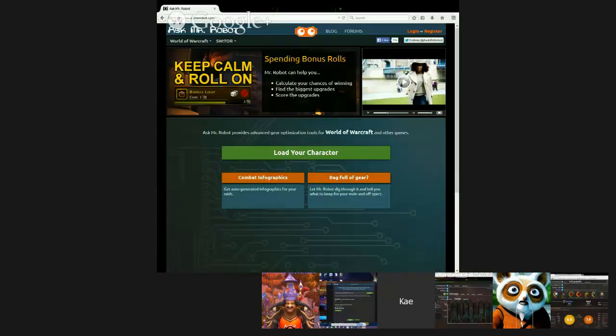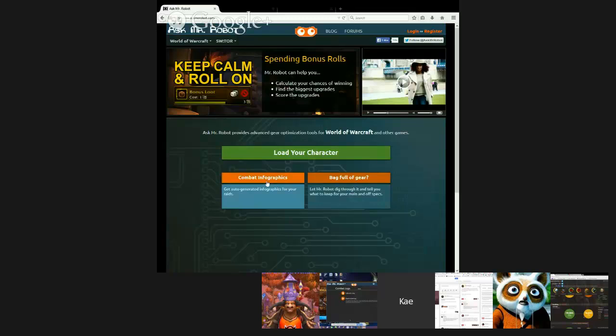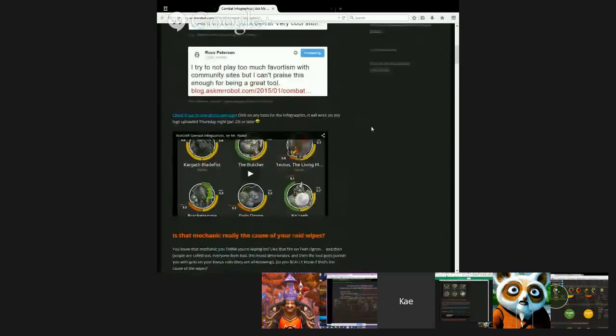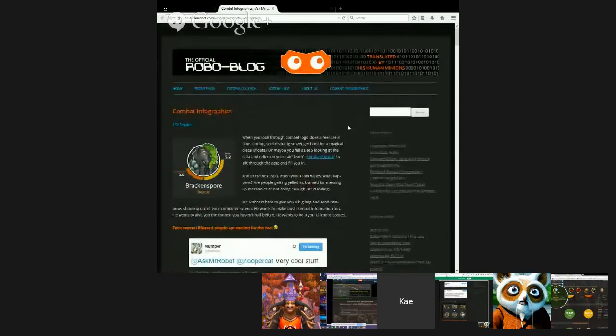And so basically what you do is simply go to askmrrobot.com. What you can see here is the normal screen, load your character, combat, but now you see combat infographics. It also has their normal bag sorter. And when you click on combat infographics, what you get is this website. I'm going to try to scroll all the way back to the top.